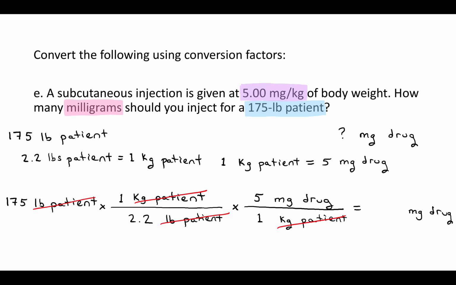You plug all this in a calculator. How, you ask? Well, you hit 175 times 1, hit enter, divided by 2.2, enter, times 5, enter, divided by 1, enter. And that should give you 397.7 milligrams of the drug. That is the answer to this question.